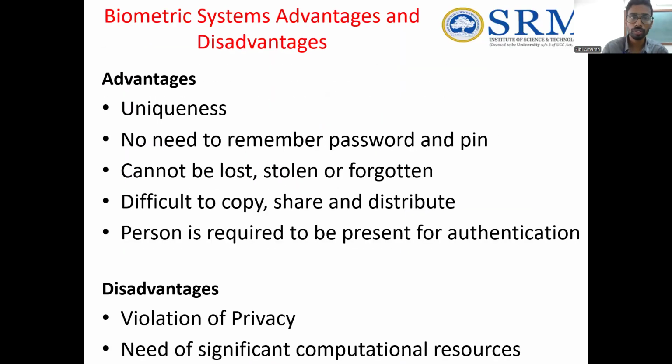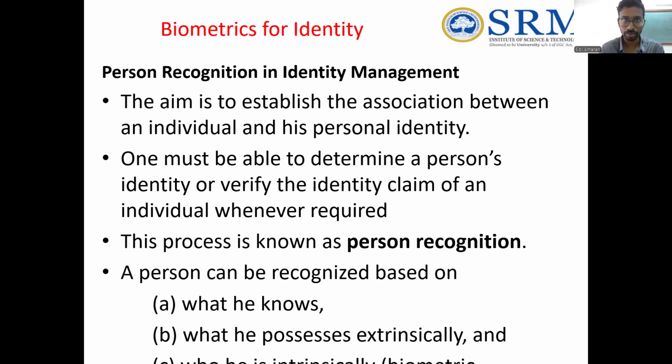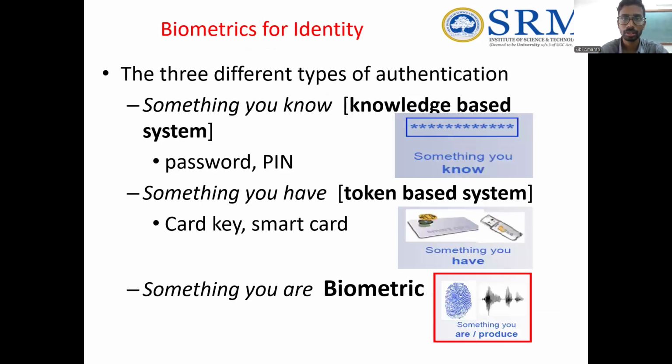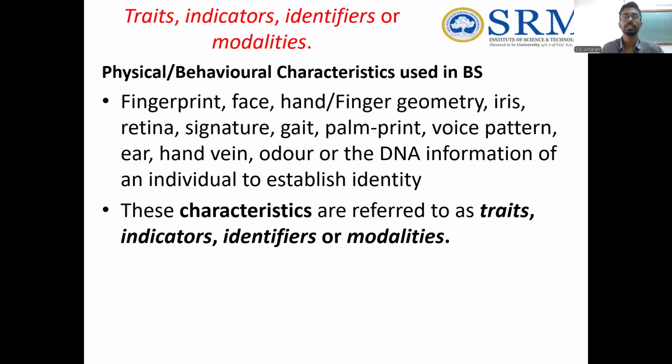So in this video, we are going to discuss each and every type of biometrics. First, I already said what things come under the physiological: fingerprint, face, hand, iris, retina, signature, gait, palm print, voice pattern, and DNA. I already said DNA comes under the biological traits. It is mainly used for checking blood pressure or whether we are having a viral fever or something.